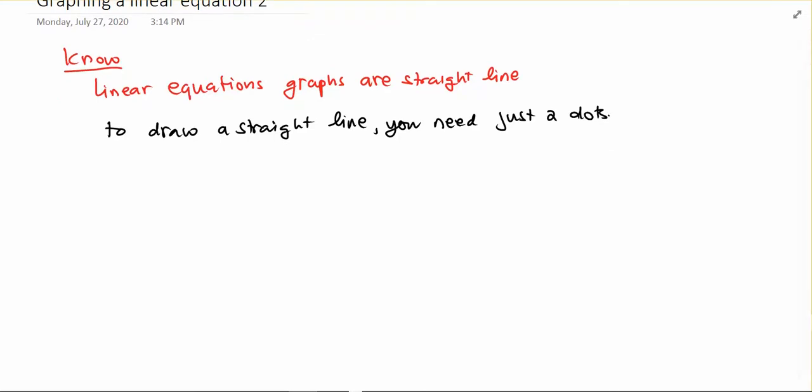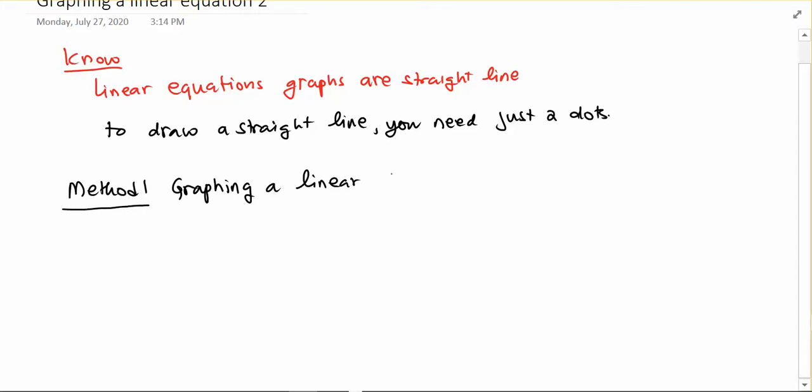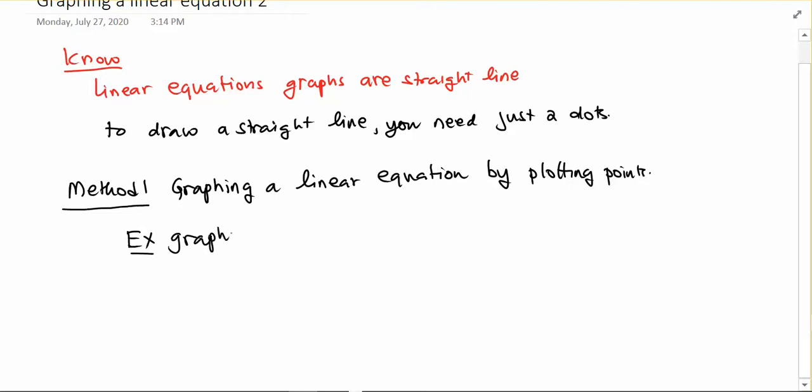So method one for graphing a linear equation: by plotting points. So let's do this with an example. Graph y equals 2x plus 1.